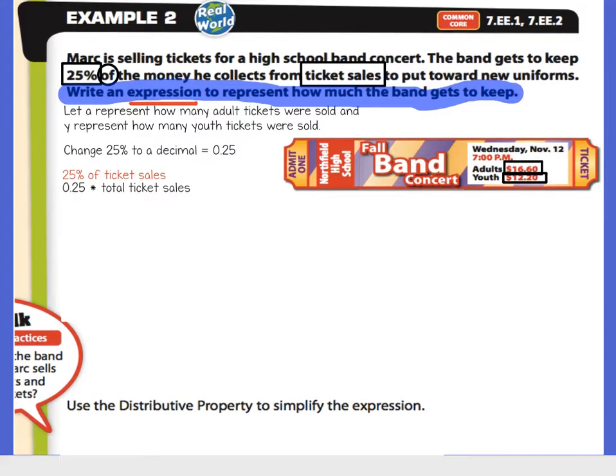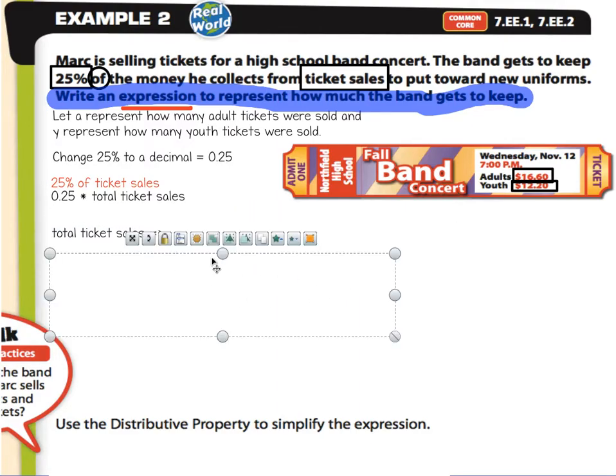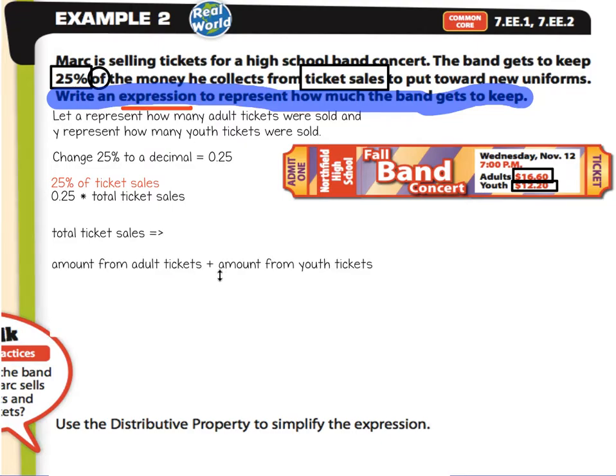All right. But now I have to put something in. I can't just put total ticket sales because there's two separate types of tickets. So how do I find the amount of ticket sales? Well, to find the amount of ticket sales, I would have to look at the amount that I made from the adult tickets, and I would have to add it to the amount that I made from the youth tickets.